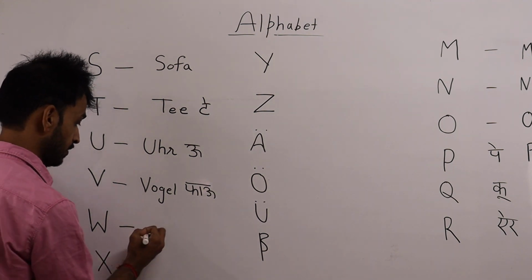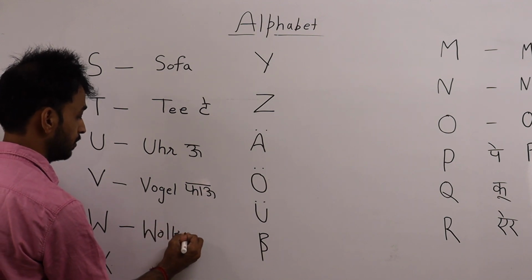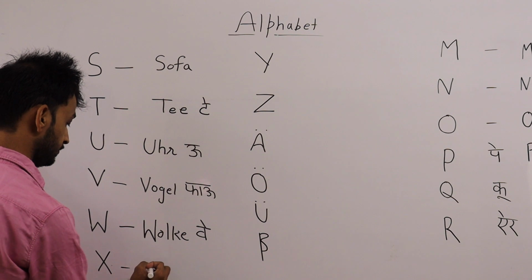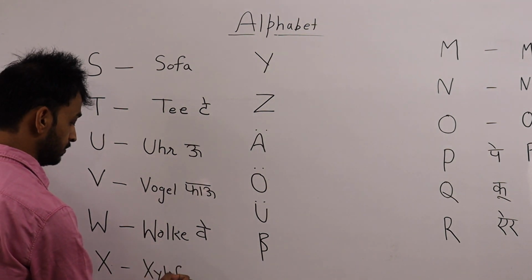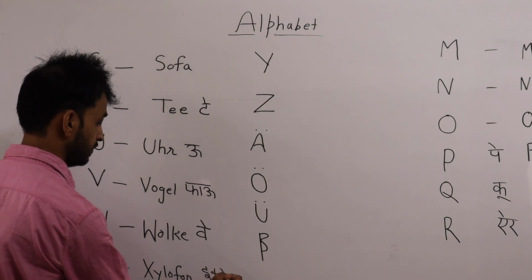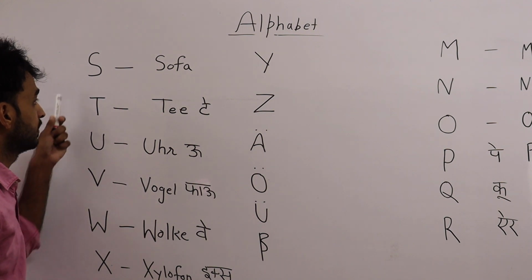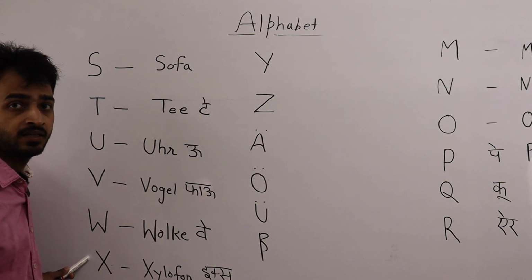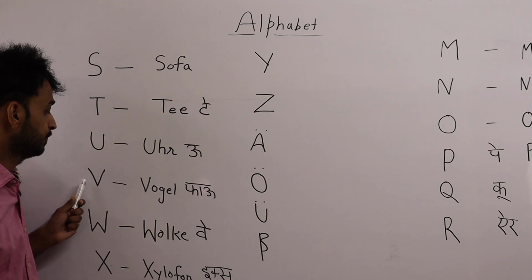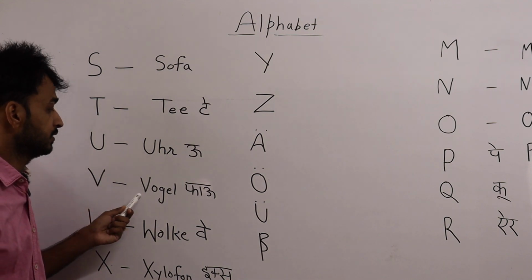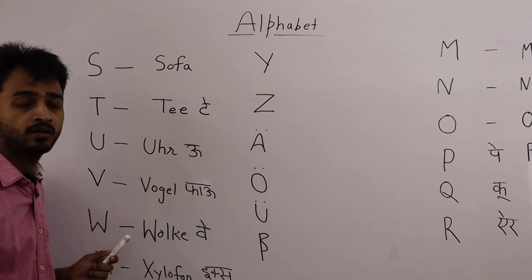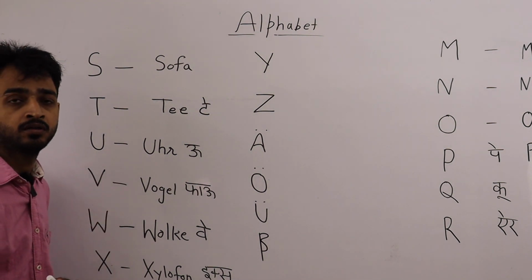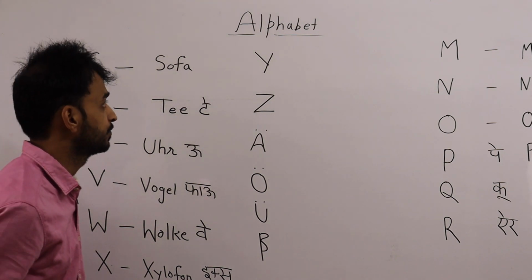Now W, We. The word is Wolke, and Wolke means cloud. This is X, Xylophon, and the alphabet is X. Once again, S, T, U, V, W, X. Here you have to be careful with V. The sound is F. Vogel. U, Uhr.